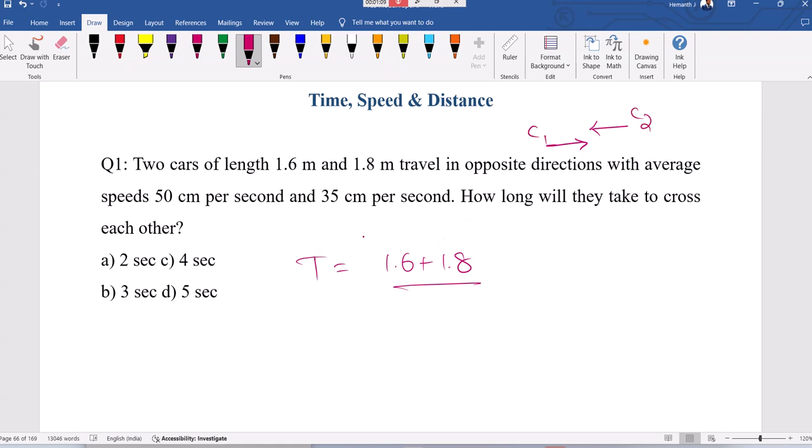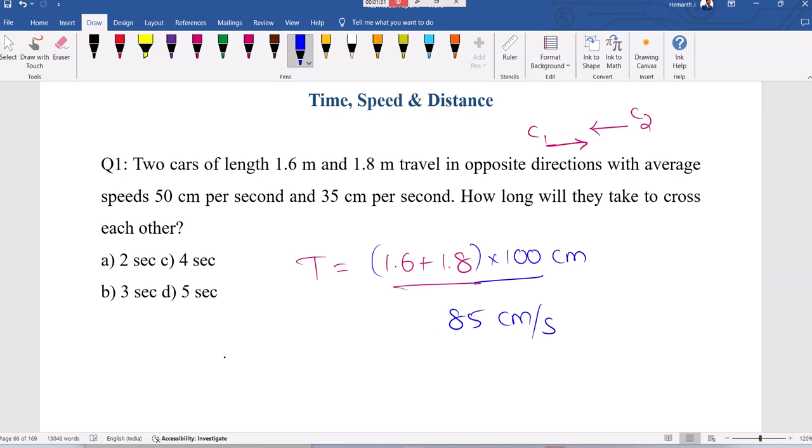Front of the car here, this is the front of the car. There is no distance between them. So this crossing length, the length of the cars, is what is considered. But speed is in centimeters, so I'll convert the distance from meters into centimeters, multiplying by 100. Now this is 85 centimeter per second.